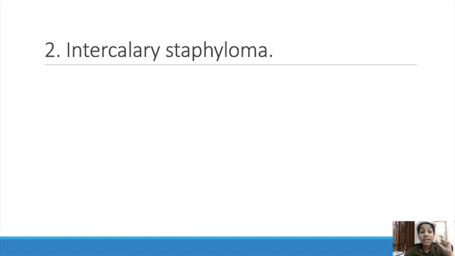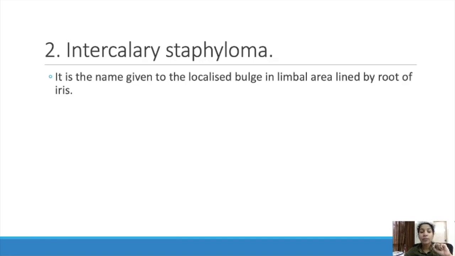Next comes the intercalary staphyloma. This is the name given to a localized bulge in the limbal area lined by the root of the iris. You all know the limbal area, right? It is the junction between the sclera and the cornea. So here the staphyloma is seen in the limbal area, lined by the root of the iris.